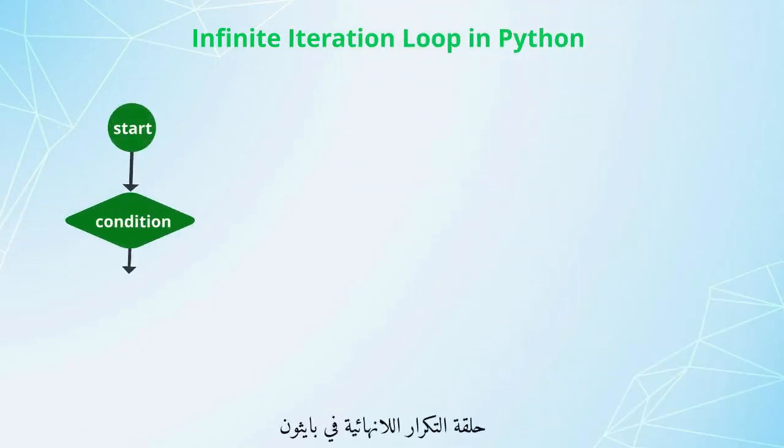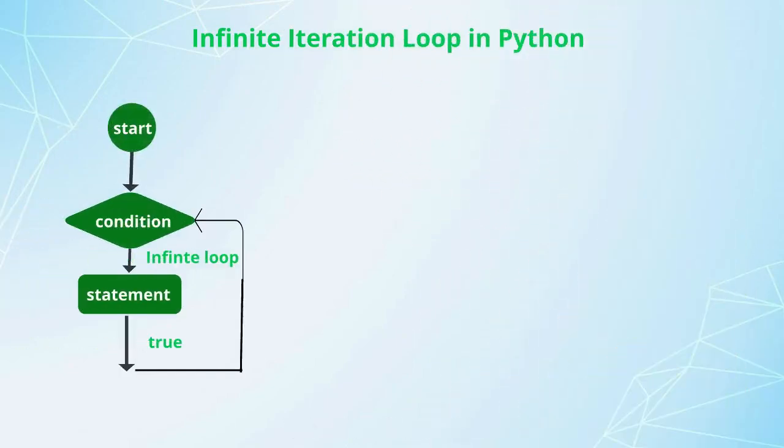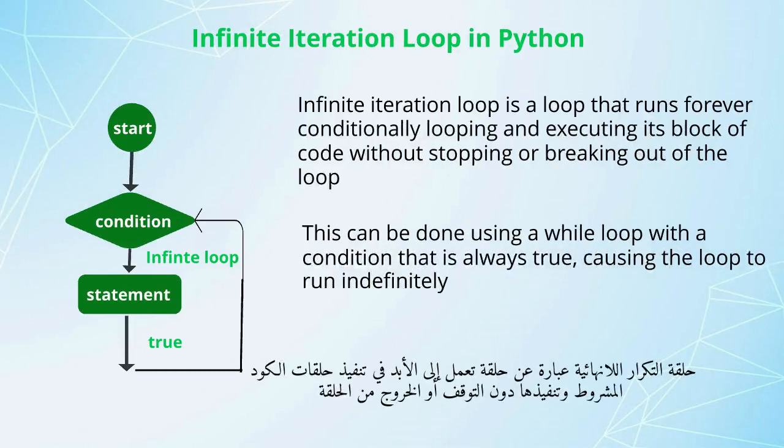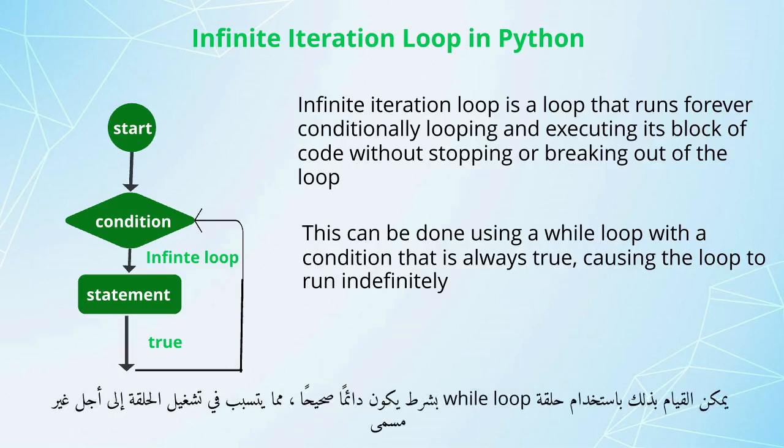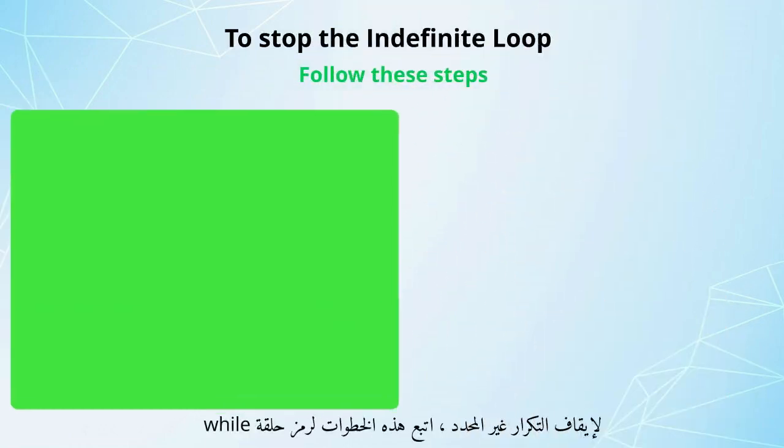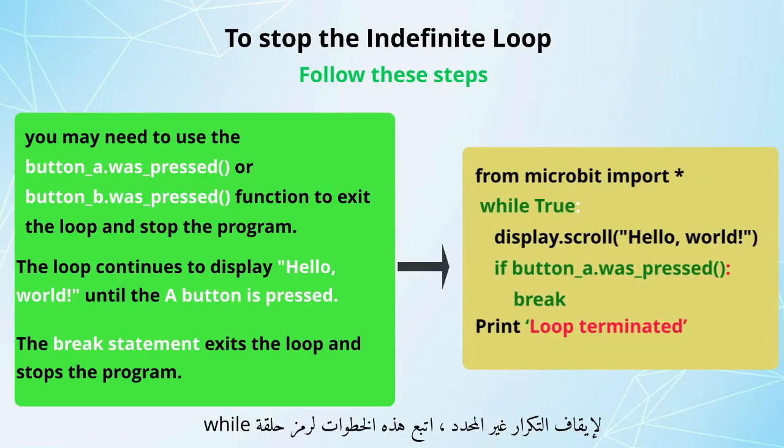Infinite iteration loop in Python. An infinite iteration loop is a loop that runs forever, conditionally looping and executing its block of code without stopping or breaking out of the loop. It can be stopped by a while loop true condition. To stop the indefinite loop, follow the steps shown with the while loop code.